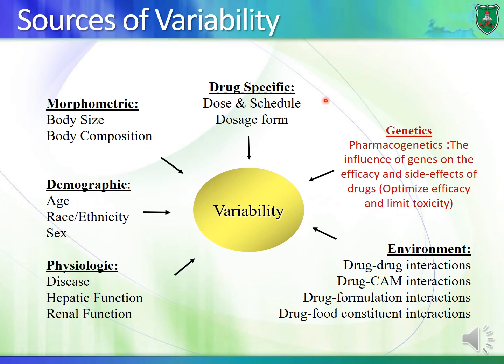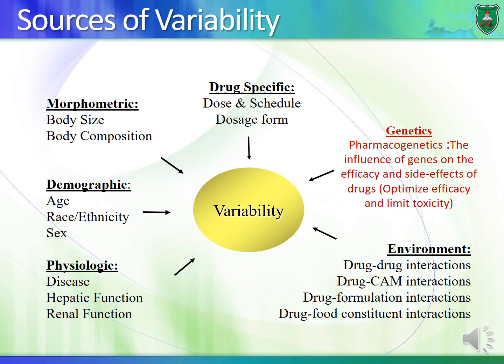Now, of course, the type of drug, the dose, and the schedule are all important as well, in addition to environmental factors. Now, in terms of genetics, it plays a major role, and this is the topic of this lecture right here. So basically, pharmacogenetics is the influence of genes on the efficacy and side effects of drugs.